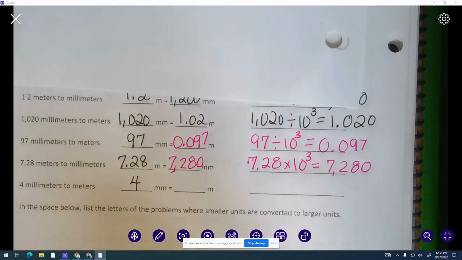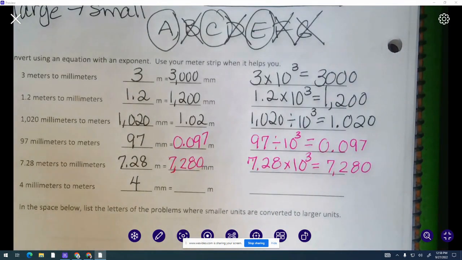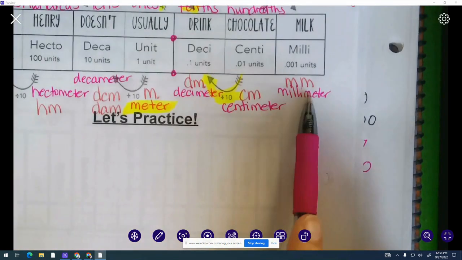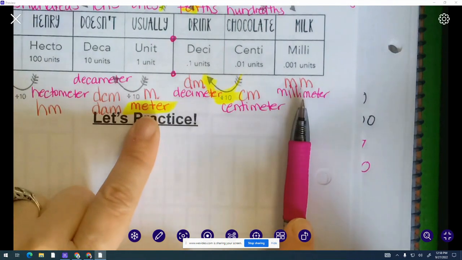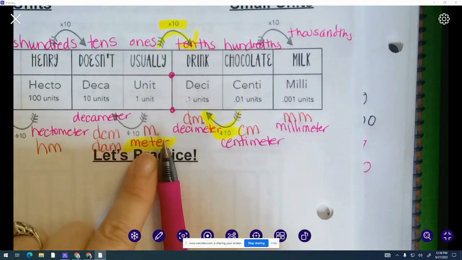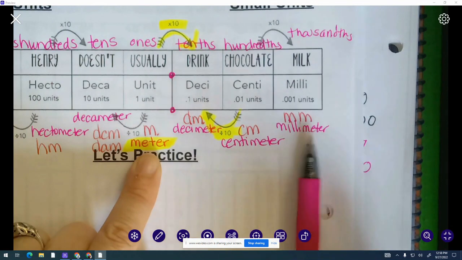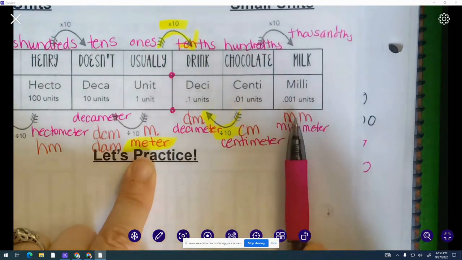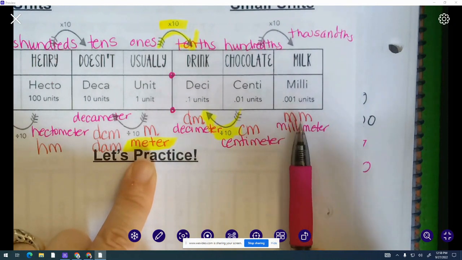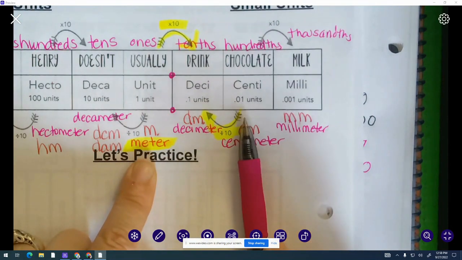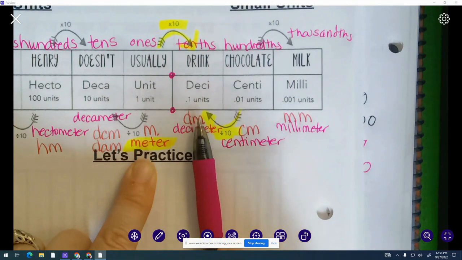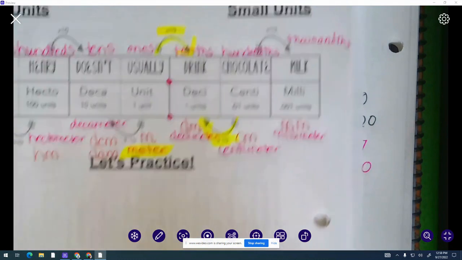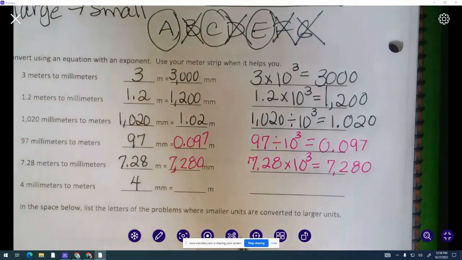Let's look at F. F is moving from millimeters to meters. So if I'm going from millimeters to meters, I will be dividing by 10 for each place value I'm going. So millimeters divide by 10 gives me centimeters. Divide by 10 a second time gives me decimeters. Divide by 10 a third time will convert me from millimeters to meters.